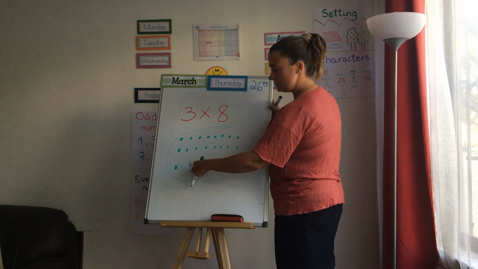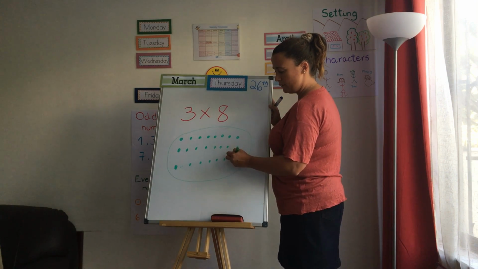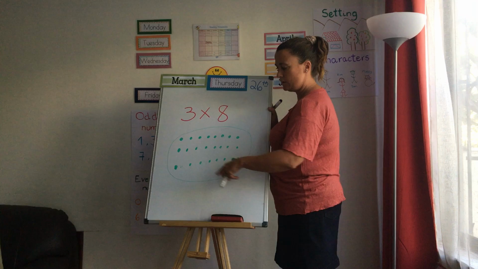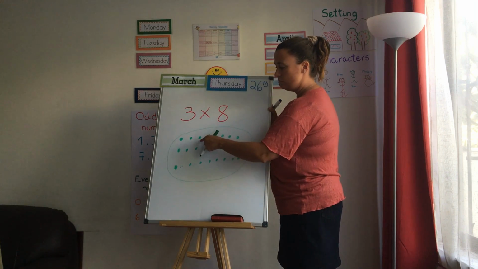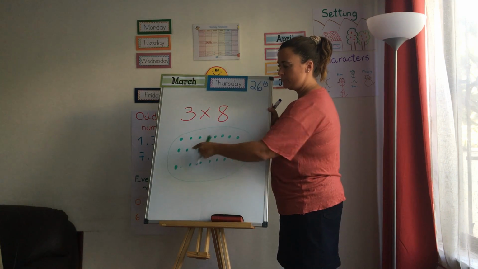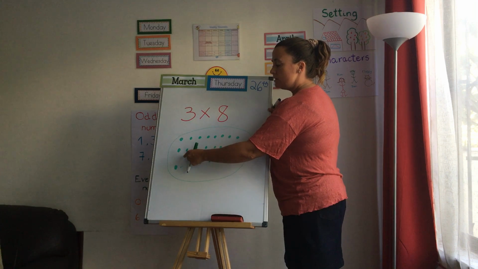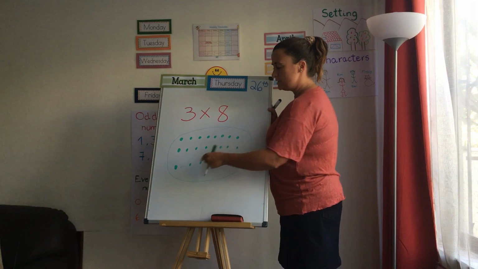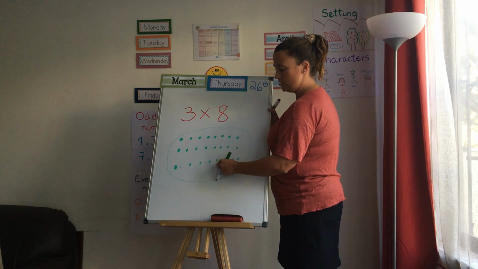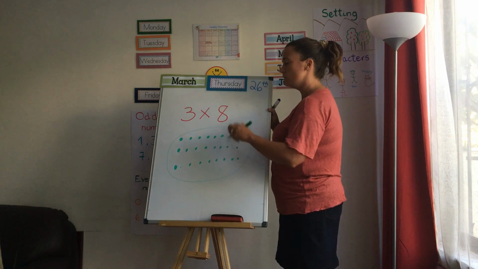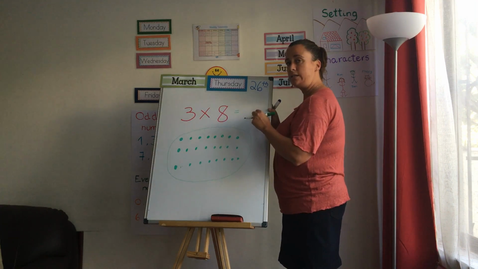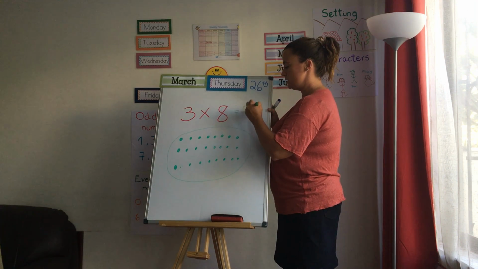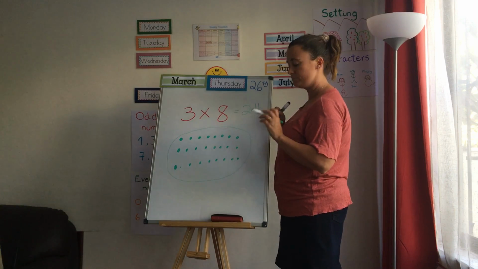Oh, I'm missing one here. I skipped one, you see? Let's count again. 2, 4, 6, 8, 10, 12, 14. Good. 16, 18, 20, 22, 24. So, 3 times 8 is 24.